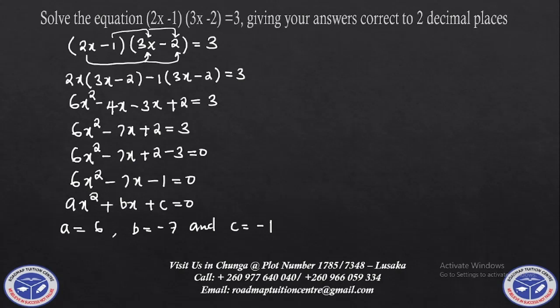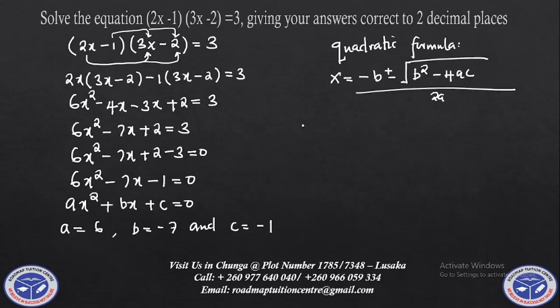After you have identified these, the next step is to substitute these numerical values into the quadratic formula. The quadratic formula can be written like this: x is equal to negative b plus or minus the square root of b squared minus 4ac, over 2a.